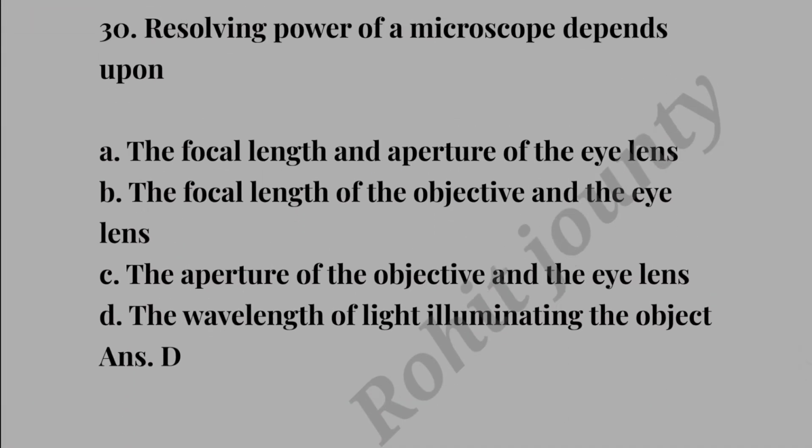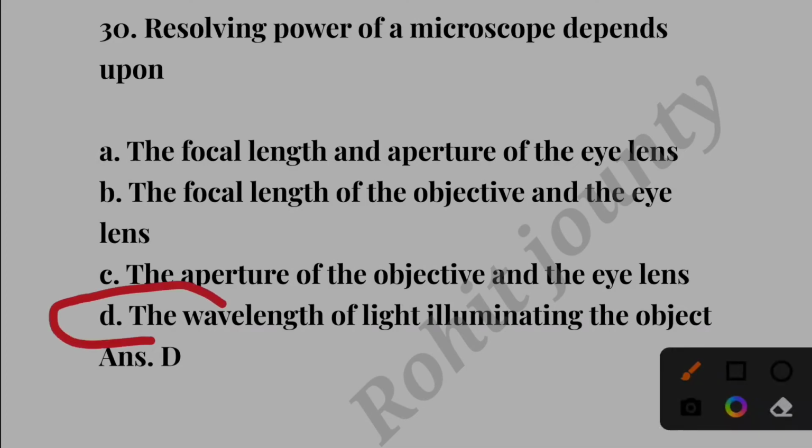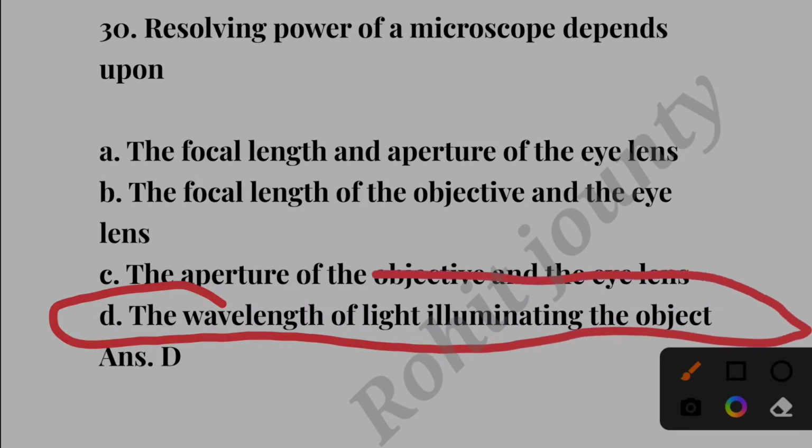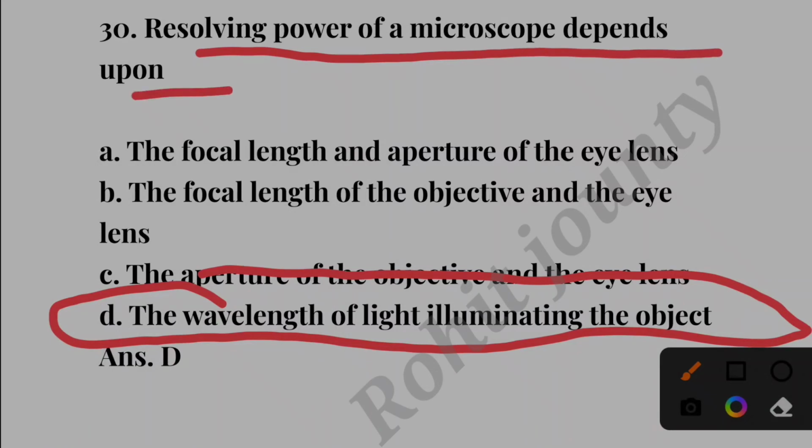Question number 30. Resolving power of microscope depends upon: option A, focal length and aperture of the eye lens; option B, focal length of the objective and eye lens; option C, aperture of the objective and eye lens; option D, the wavelength of light illuminating the object. The correct answer is option D, the wavelength of light illuminating the object. Resolving power of microscope depends upon the wavelength of light illuminating the object. Option D is the correct answer.